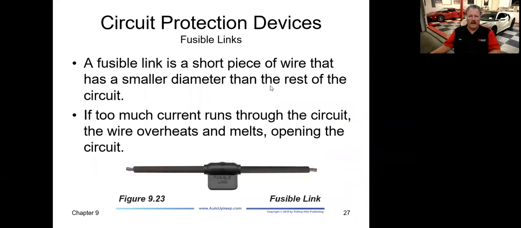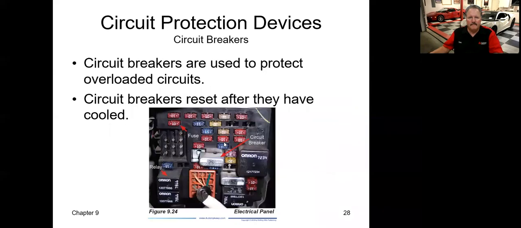A fusible link is a short piece of wire that has a smaller diameter that rests in the circuit. These were quite popular going between the ignition switch and the starter. And if these blow, you turn your key and you may have no current to the starter. But they can be in other circuits of the automobile. Circuit breakers are used to protect overload circuits. Circuit breakers reset after they have cooled.